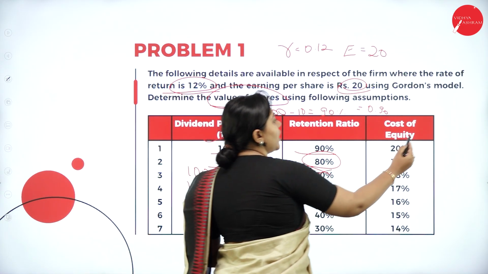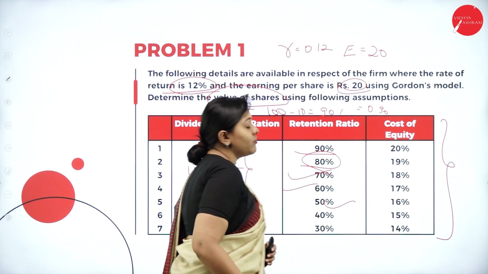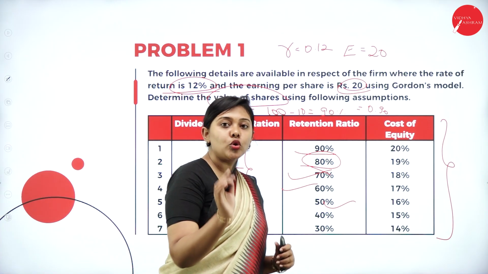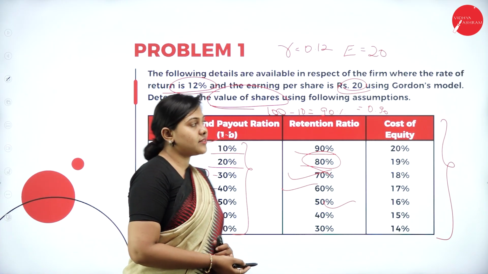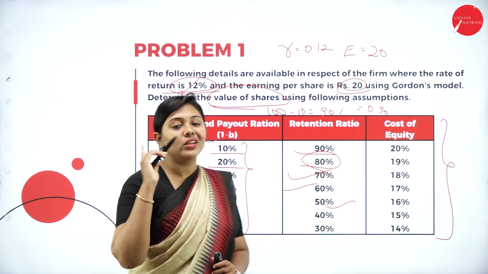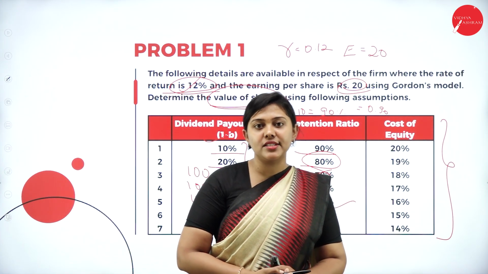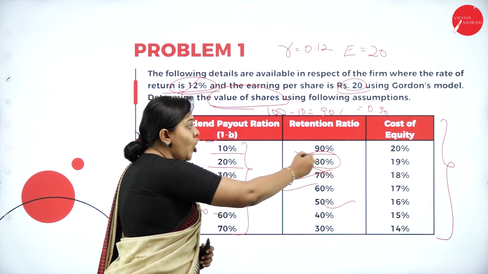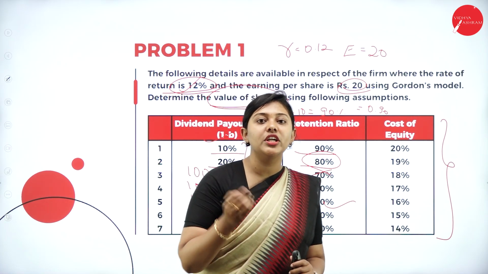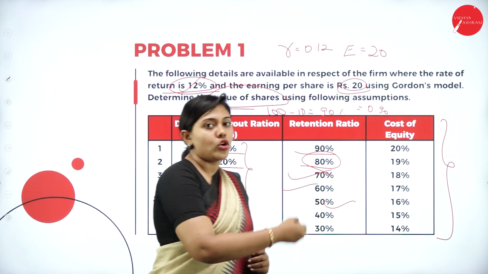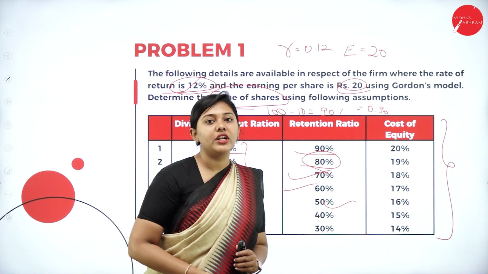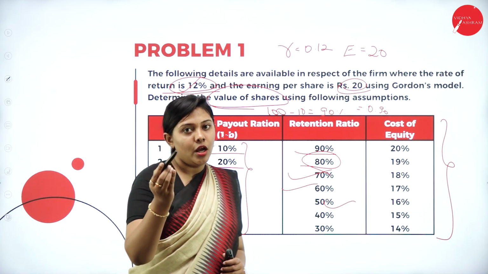And for each case, the capitalization rate is given. For each case, the capitalization rate is different. It is not the same. So you need to take the capitalization rate. But the rate of return R is given only once, that is 12%, while your cost of equity is different for all the cases. So for all the cases, you need to take the different cost of equity, that is your capitalization rate, and solve the problem. So let us look into the formula and compute the problem.